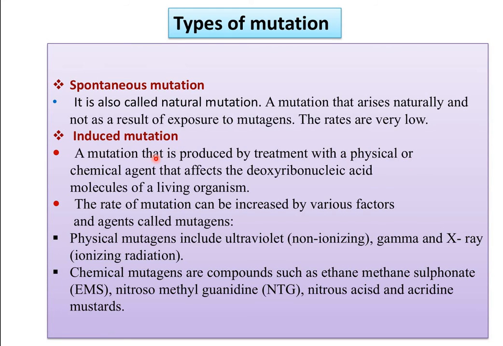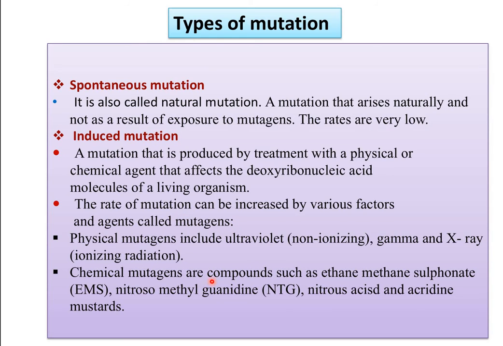Now coming to the induced mutation. An induced mutation is produced by treatment with physical or chemical agents, and it affects the DNA molecules of our living organisms. The rate of mutation can be increased by various factors and agents, and they are known as mutagens.